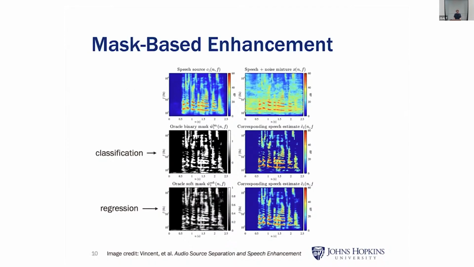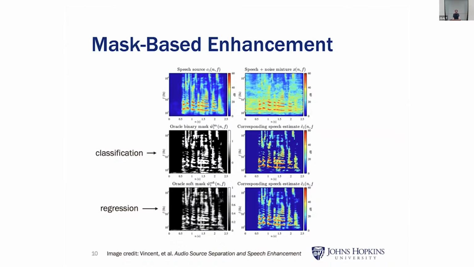So one approach I did want to highlight is mask-based enhancement. In this plot, the first row is an example of a spectrogram of speech without and with noise. The top left is a clean speech spectrogram, and to the right of it is the same spectrogram, but now noise has been added. You can see there's a lot of energy all over the place, and it's harder to see the actual speech within that.